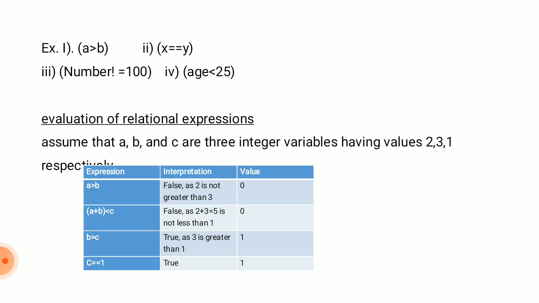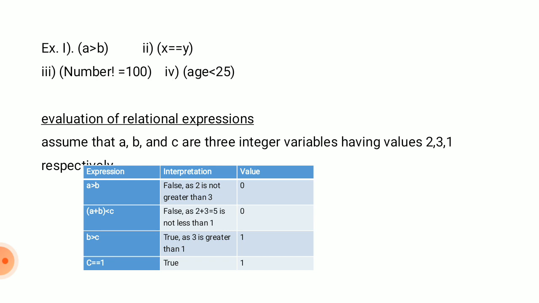Understood? In the second example, A plus B less than C. The value of A is 2, the value of B is 3, so first add these two values. Here we have two expressions, A plus B and less than C, but whatever expression is given in the parentheses will be evaluated first, and then the second expression.